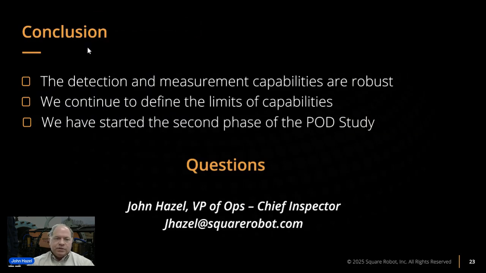So in conclusion, the detection and measurement capabilities from the system are robust, and we continue to define the limits and capabilities and identify ways to improve. So we're very much on a continuous improvement track here. And we have actually started a second phase to the probability of detection study, and that's going to focus more on the diameters and what kind of impacts that has on the signals that we see, so we can start seeing what our true limits are.